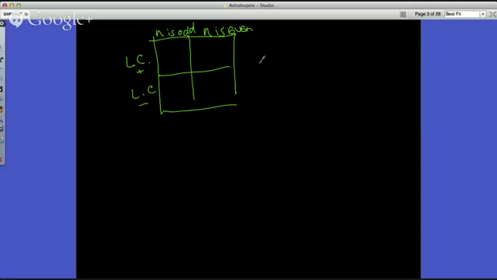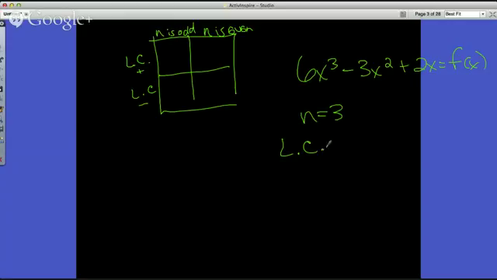So let's take, for instance, and I think there actually was one on there, but we'll just throw one out there for right now. 6x to the third minus 3x squared plus 2x equals f of x, all right? Now what's the highest degree? Yeah, 3, right? So n equals 3. What is the lead coefficient? Is it positive or negative? Exactly, it's positive. So if it's positive and odd, you know that as you look at it, you're actually going to rise right and fall left.